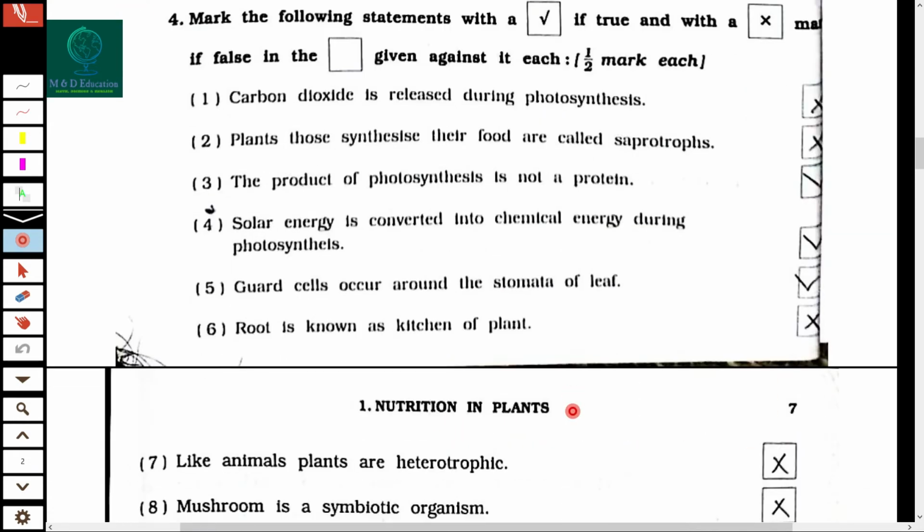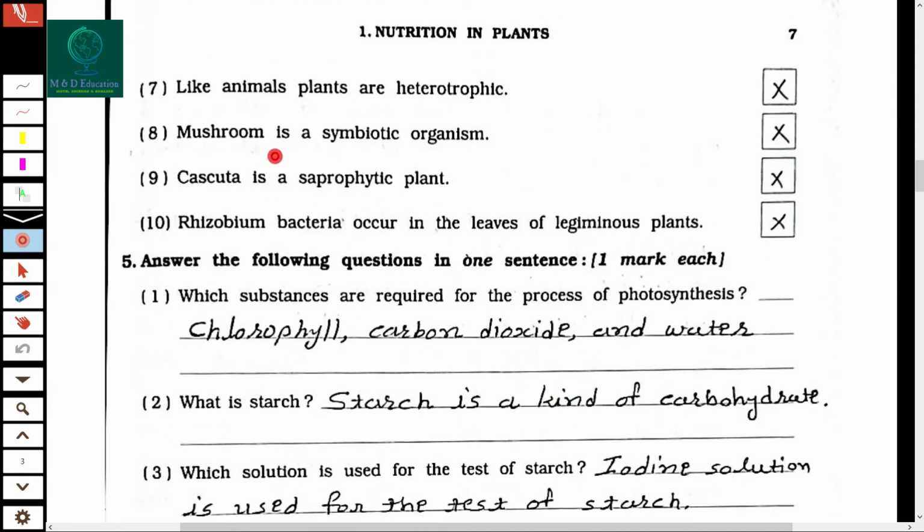It's wrong. Now the seventh one is, animals and plants are heterotrophic. So it's wrong. Mushroom is a symbiotic organism. So the answer is wrong. Cuscuta is a saprophytic plant. It's wrong also. And the last one is, Rhizobium bacteria occur in the leaves of leguminous plants. So the answer is also wrong.